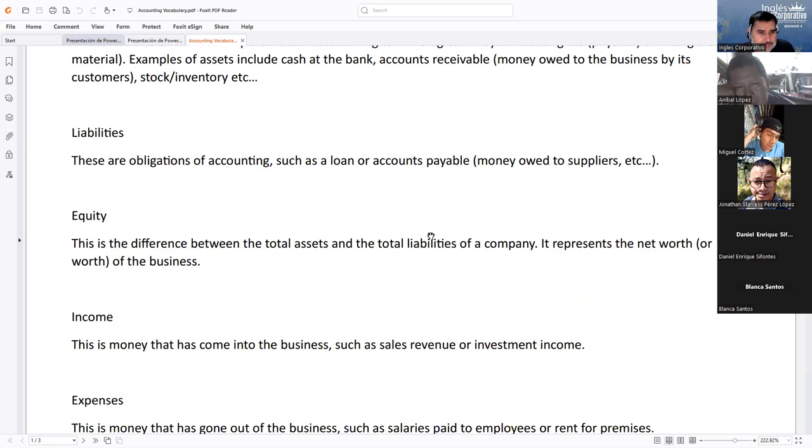Then equity. This is the difference between the total assets and the total liabilities of the company: how much I have minus how much I owe. An example, just with small numbers for you to have an idea. Imagine that I have $20, but I have to pay $16. What's my equity? $4. That's the difference between the assets and the liabilities. So that would be the equity.